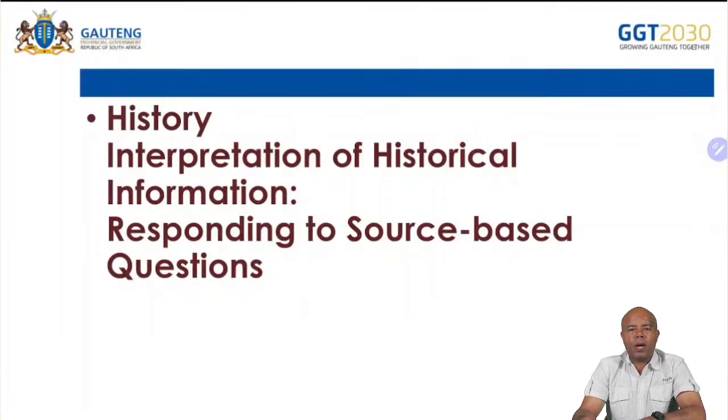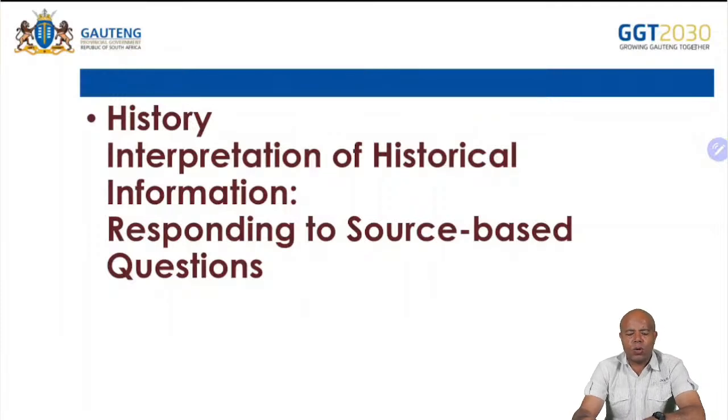Now, it's important that we understand that paper 1 has 3 source-based questions and 3 essay questions. When we move over to paper 2, it also has basically 3 source-based questions and 3 essay questions. The question that we're dealing with today is called Truth and Reconciliation Commission, and this is question 2 in paper 2. Take note, question 2 in paper 2.